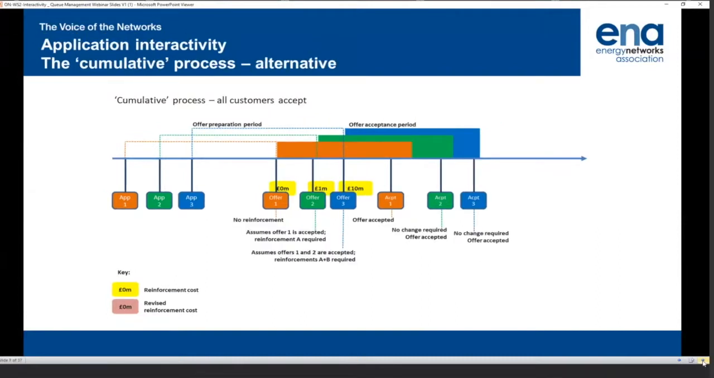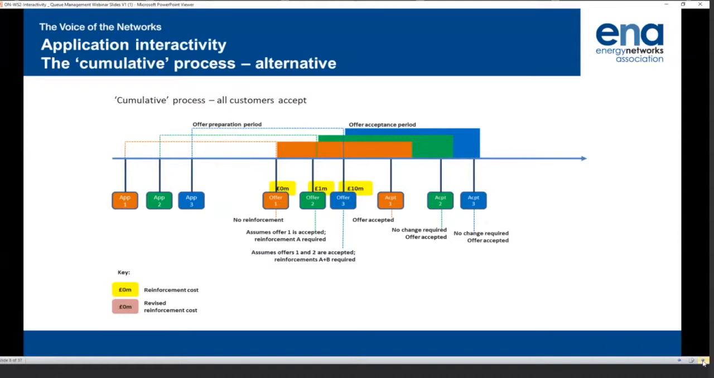So I need to move on, I'm afraid, to the next process, which is the conditional, the cumulative process. So with this one, you can see on the screen we've got the same 3 applications that we had in the previous example. But in this case, offer 1 is issued in the same way, so there's no reinforcement, £0 reinforcement. When offer 2 is issued, and here's where the difference comes in, offer 2 is issued on the basis that offer 1 has already been accepted. Reinforcement A is required, whatever that might be, and we've just got a nominal £1 million here, whatever that might happen to be, for offer 2.